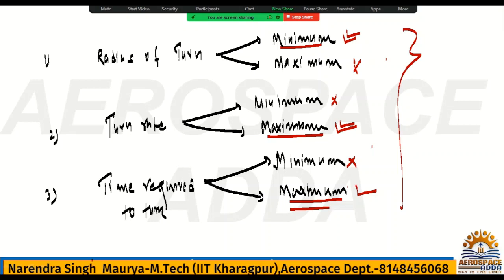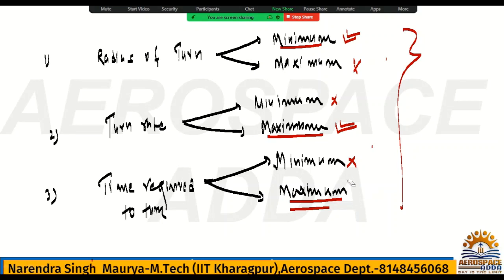Okay, and time required to turn should be maximum, no, it should be minimum. Why is it maximum? It should be minimum. Sorry, it should be minimum, because it should go very fast, right? While turning, it should go very fast. So time required to turn should be minimum, not maximum. I'm sorry.